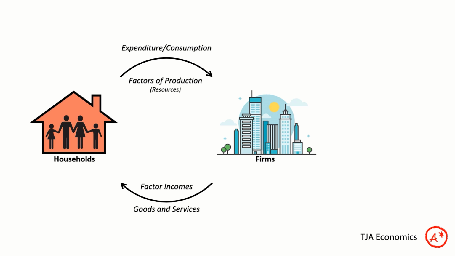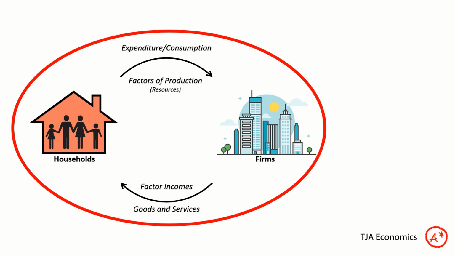So this is the most basic level of the circular flow. You've got households providing resources to firms. Firms then use those resources to make goods and services. Households then spend money on those goods and services that they receive in factor incomes. That's the most basic stage of this. And as you can see, that red ring shows us this is what we would call a closed economy. There is nothing going on in or out of the economy. But as you might guess, that's not quite how it works.